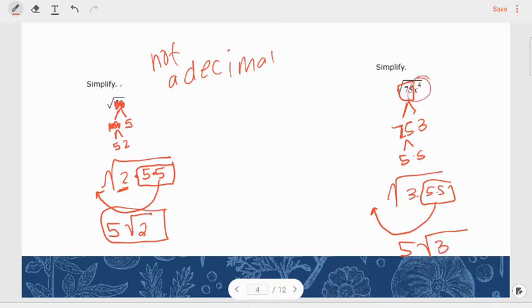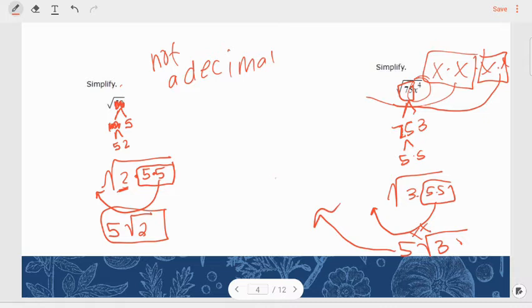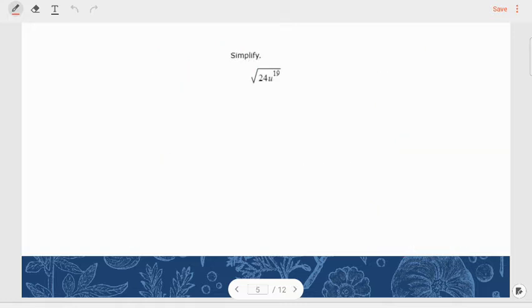Now let's deal with the variables. This is x times x times x times x. Remember, in order to pull something out, it has to be a perfect square. It has to have a pair. So x times x, I can pull out an x, and that comes out front. X times x, I can pull out an x. How many x's is that? That is 2. So my very final answer would be 5x to the second power, because there's 2 of them, times the square root of 3.